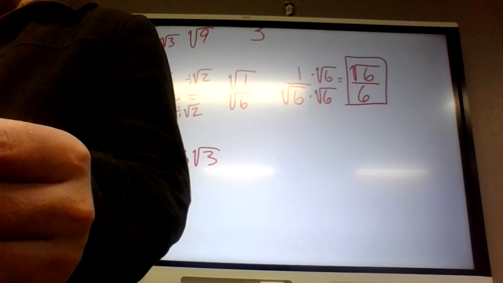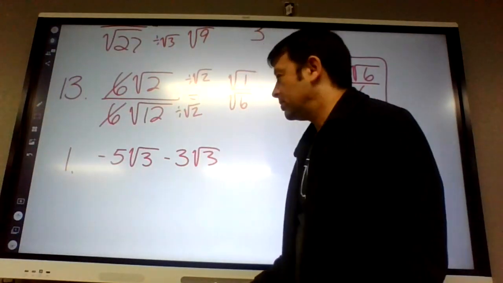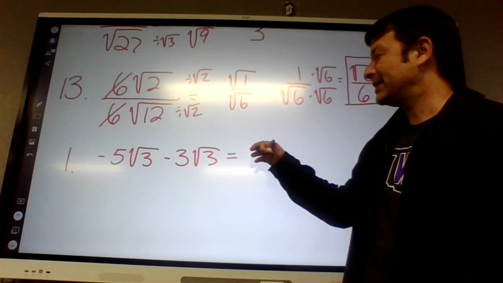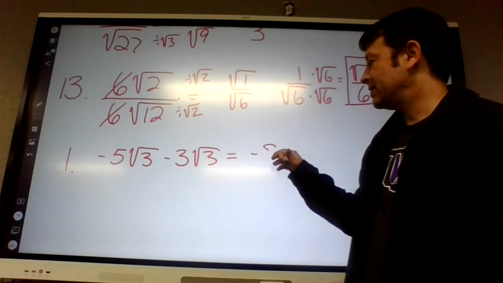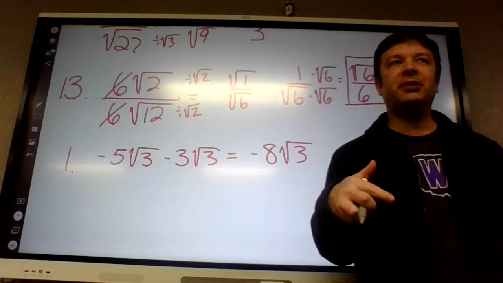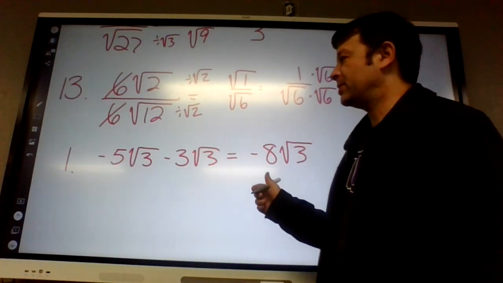The right side is multiplying and the left side is add and subtract. Okay, what is negative 5 square root of 3 minus 3 square root of 3? Negative 8 square root of 3. It's kind of like negative 5x minus 3x is negative 8x, but instead of the x, it's a square root of 3.